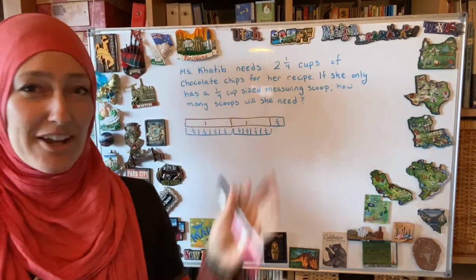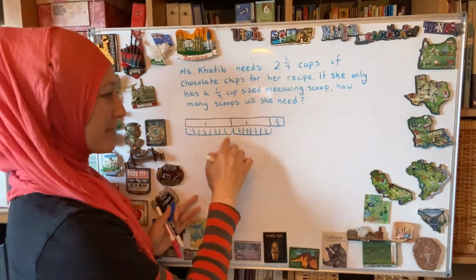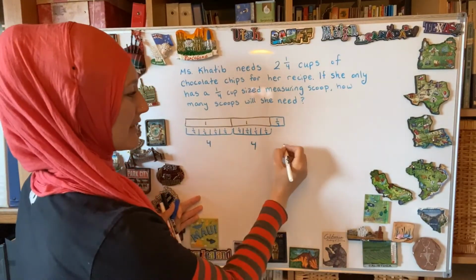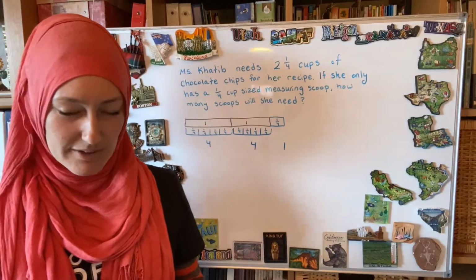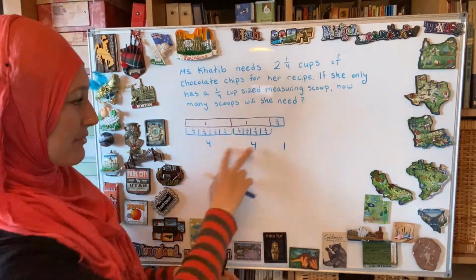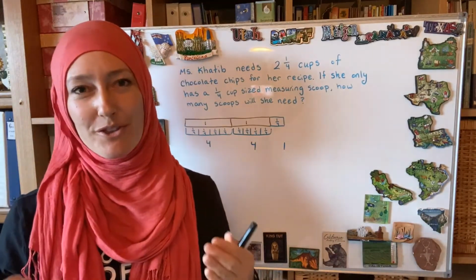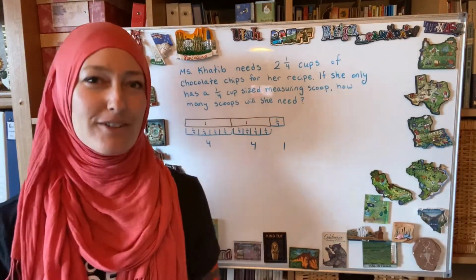And then I just add all my pieces. So I have 4 of them here, and 4 here, and 1 here. So altogether I have 9 scoops, 9 1/4 sized scoops of chocolate chips.